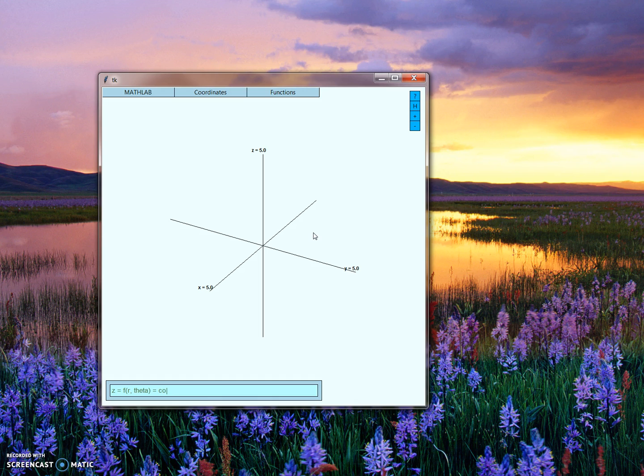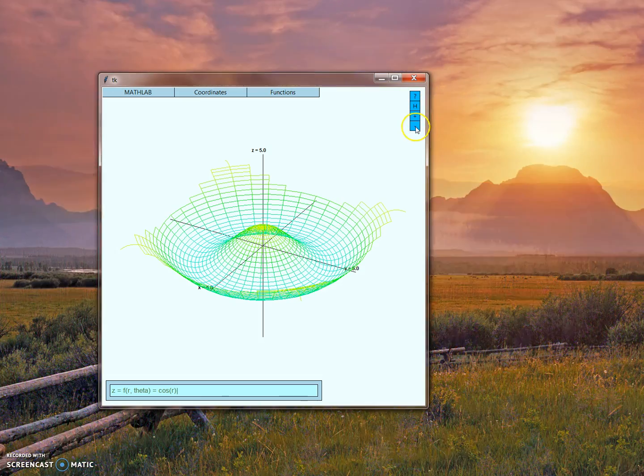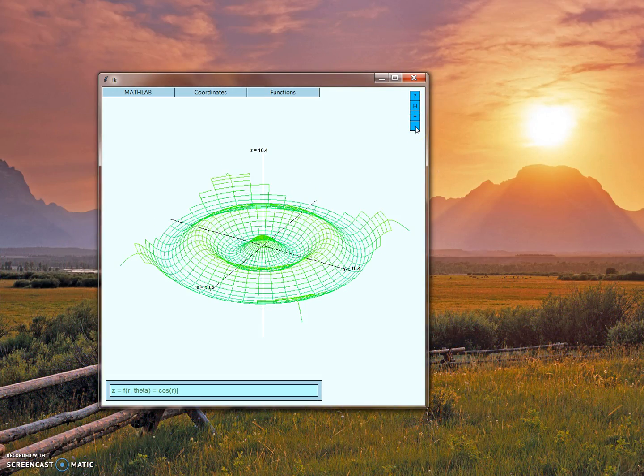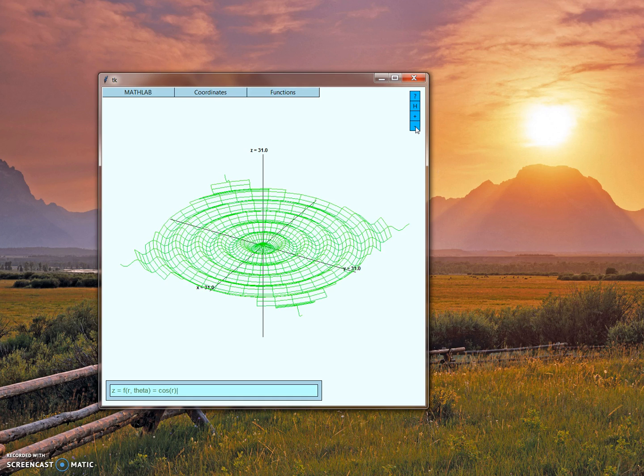We can type in a function, for example, cosine of r, and we'll graph that function, and we can also zoom out to see what this graph looks like, and we can see that this graph basically is a ripple in water, or some sort of disturbance in a fluid.